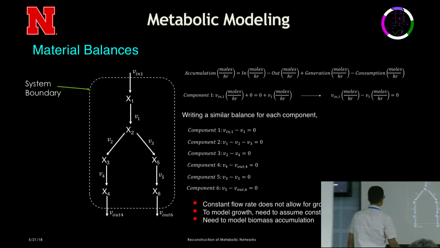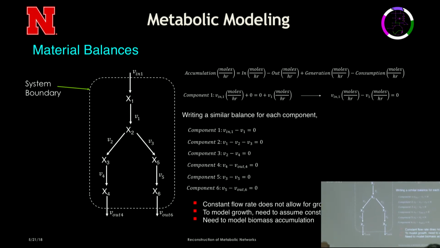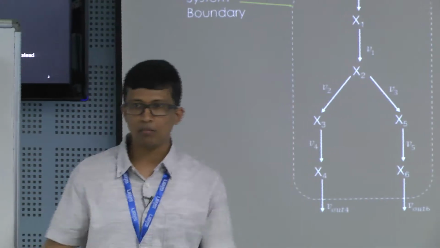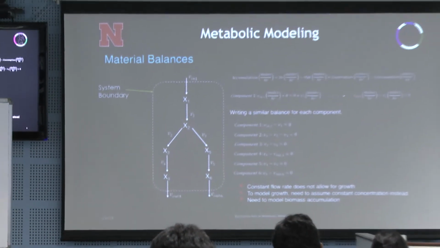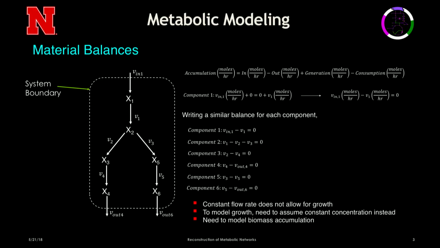By the way, this is the system boundary. In our case, let us consider this as a cell membrane, and V in is the nutrient which is being uptaken by the system. It could be carbon dioxide for our case, since it is a photosynthetic microbe, and V out 4, 6 could be product or byproduct, take your pick. So, within this system, let us try to write the balance equation for component 1 through component 6. I will be walking around. If you have any question, ask me.